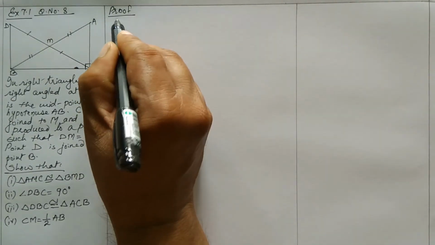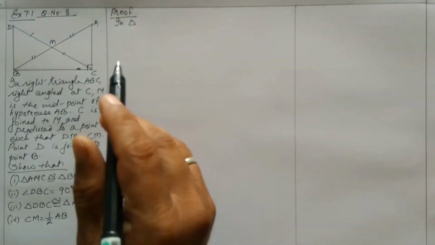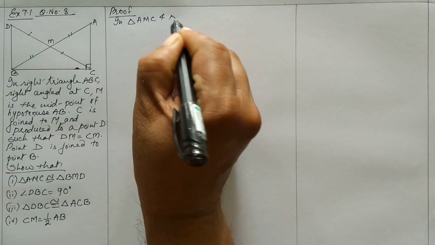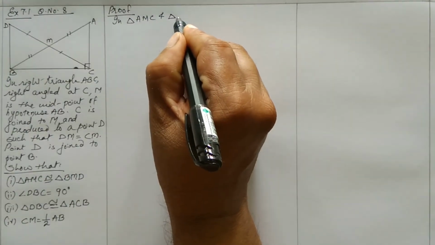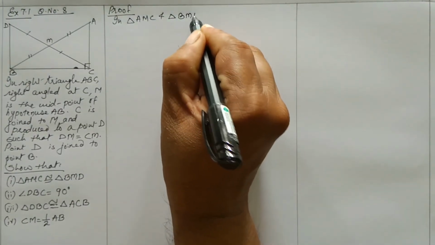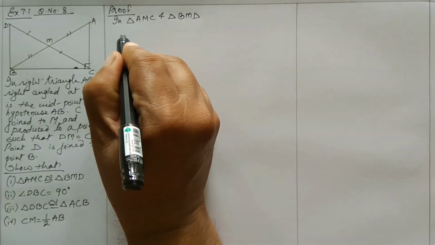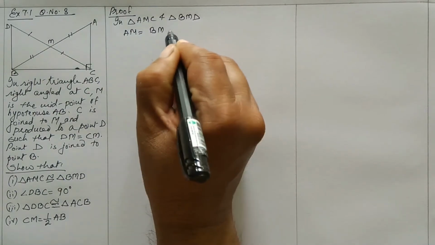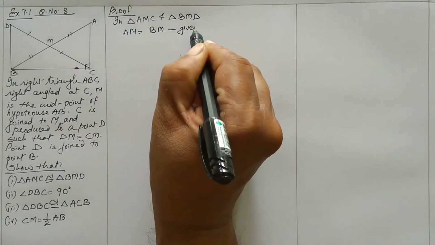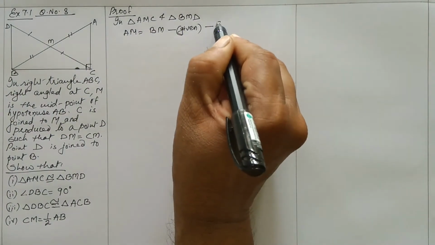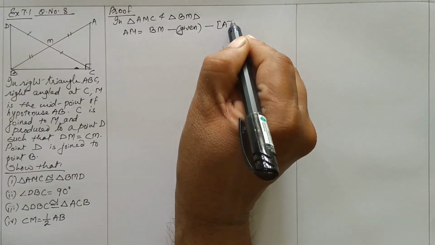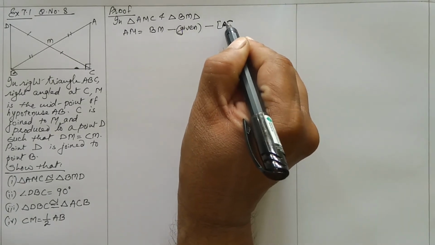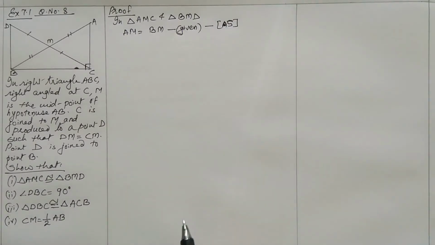So in triangle AMC and triangle BMD, prove these two triangles are congruent. So we will take AM is equal to BM. Here we can write, this is given, and this is a pair of corresponding sides. So I will write here side, not angle. So it is a pair of corresponding sides.